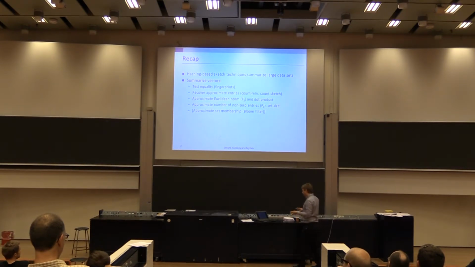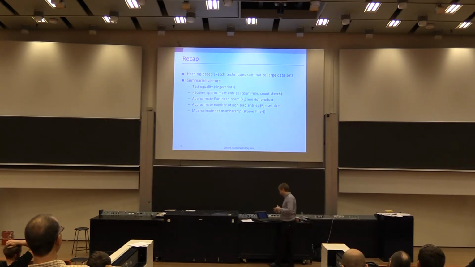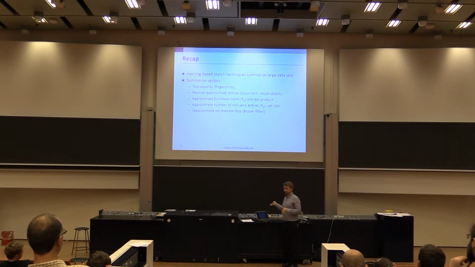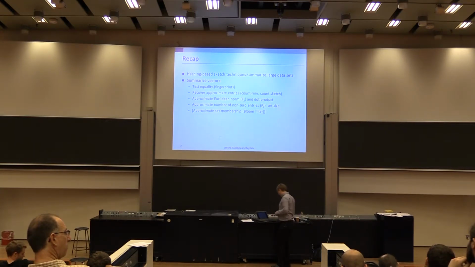And what have we built so far? We've seen results that say we can test equality using fingerprints. We can recover approximate entries using either the count-min sketch or the variation I talked about, count sketch, based on the AMS sketch. We can estimate things like Euclidean norm and dot product between vectors. We can estimate the number of non-zero entries and subset sizes, and things like Bloom filter also give us approximate set membership.